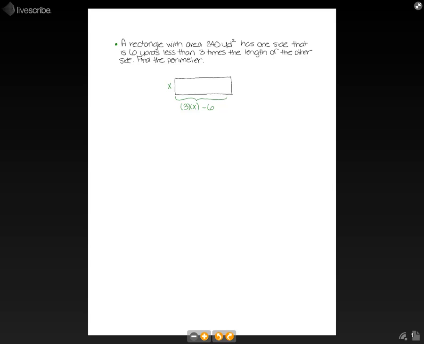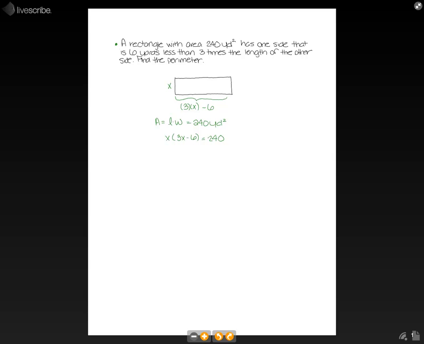We know that the area of a rectangle is length times width, and we're told that the area is 240 square yards. Now in this problem we don't have something defined as length and width. However, we know that the length of the rectangle we have is 3x minus 6, and the width of the rectangle we have is x. So we can rewrite the area formula as x times 3x minus 6 equals 240. From here, all we have to do is solve for x.